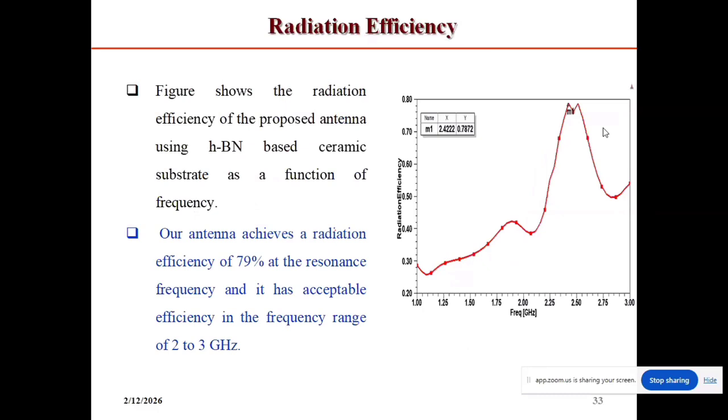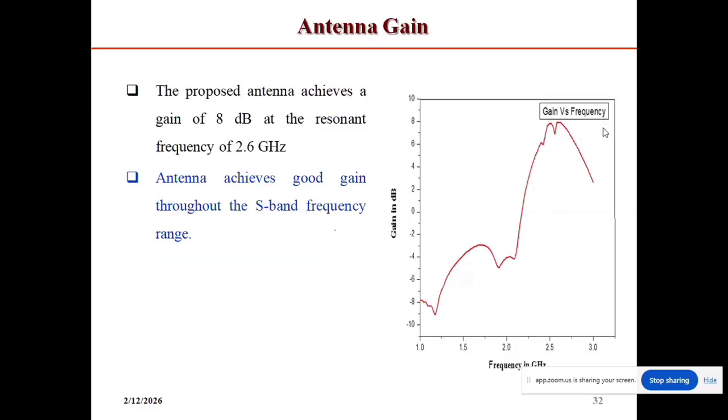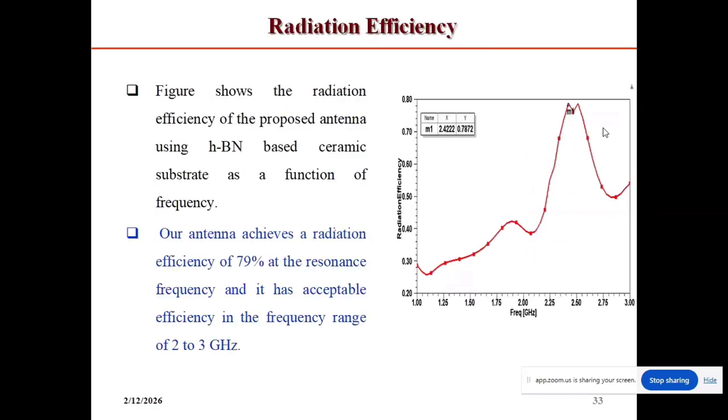So radiation efficiency confirms this low gain at the low frequency range. The antenna achieves a maximum radiation efficiency of 78% at the resonant frequency.